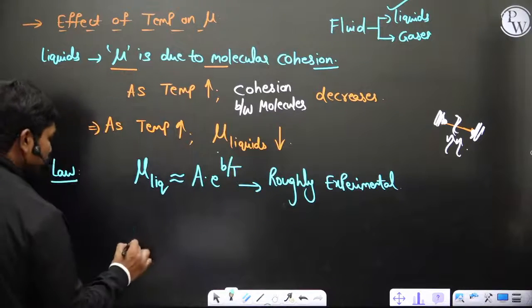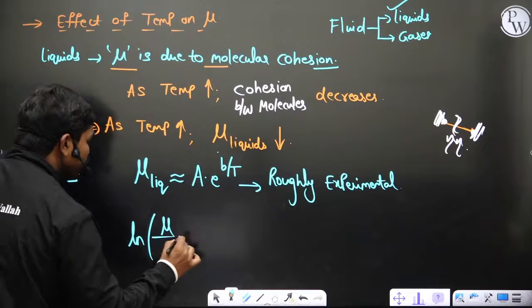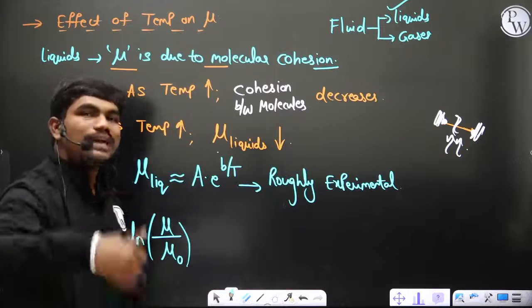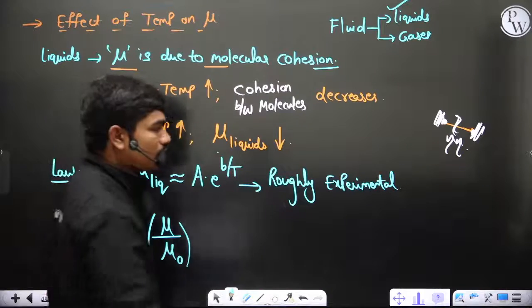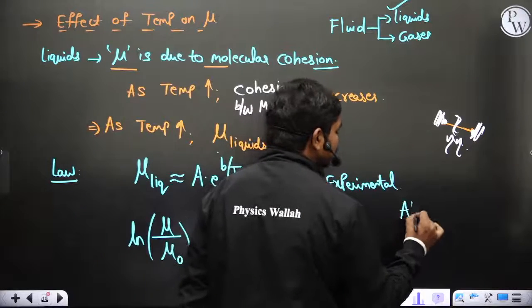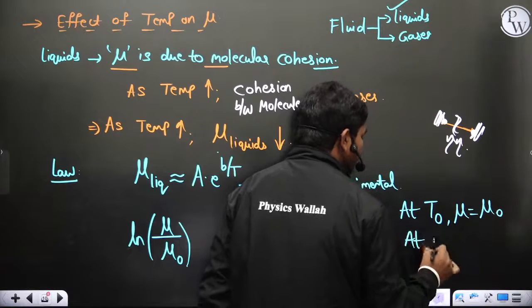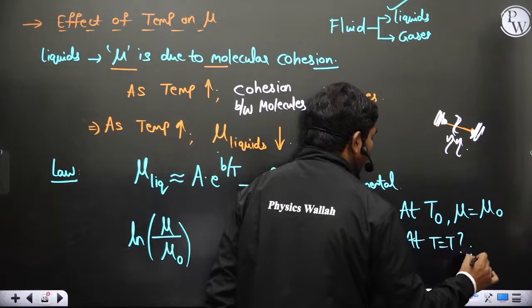Okay, and if you apply this to certain conditions, mu by mu naught, for example at some T naught you know what mu naught is, so at some other T you have to calculate what mu is. For example, some reference condition is there, so at T is equal to T, what is this mu?